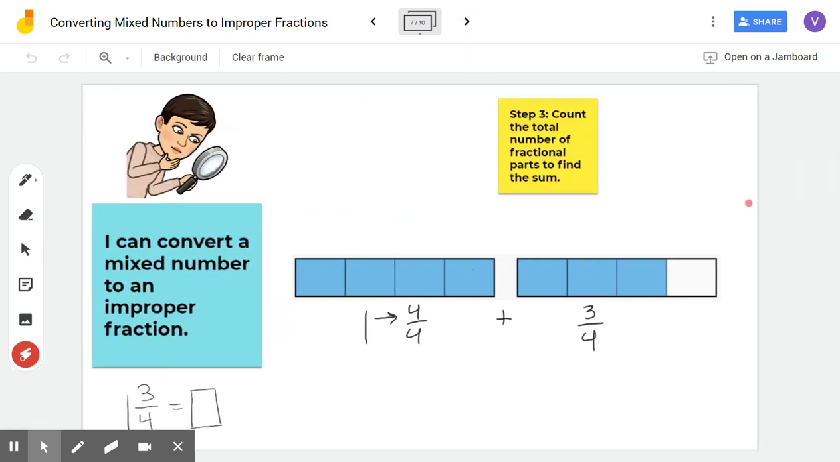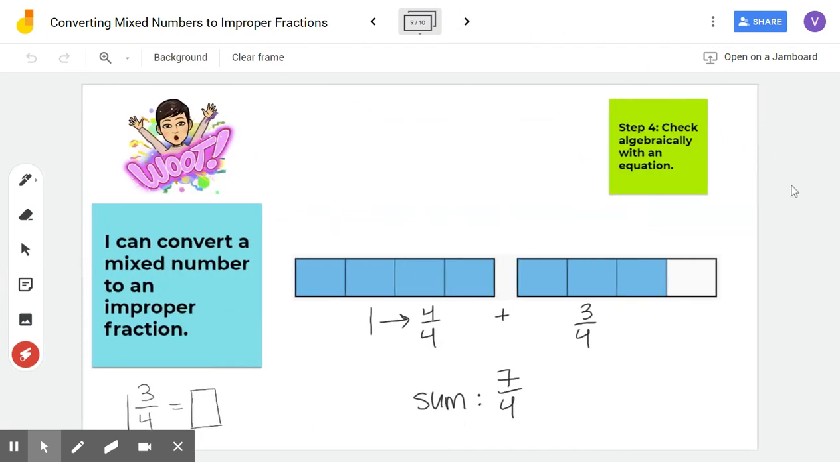Okay, and once you have your whole written as a fraction, you take that opportunity and just count up the total number of fractional parts because you're basically finding a sum. You have 1 plus 3/4. You've rewritten the 1 as 4/4, and now you're adding 4/4 plus 3/4. When I add 4/4 plus 3/4, I get 1, 2, 3, 4, 5, 6, 7/4, which means the sum is 7/4, and the equivalent improper fraction is 7/4.